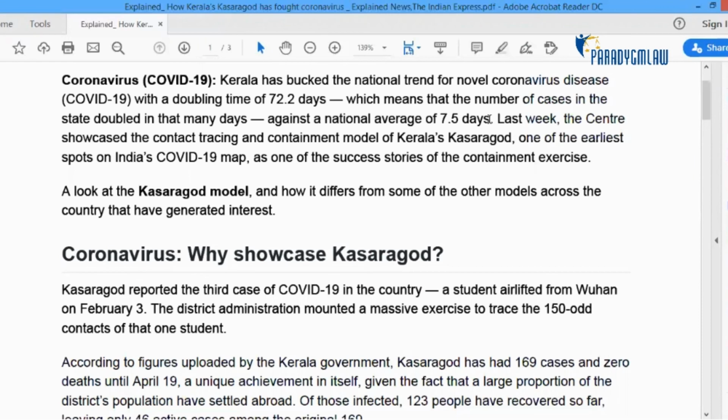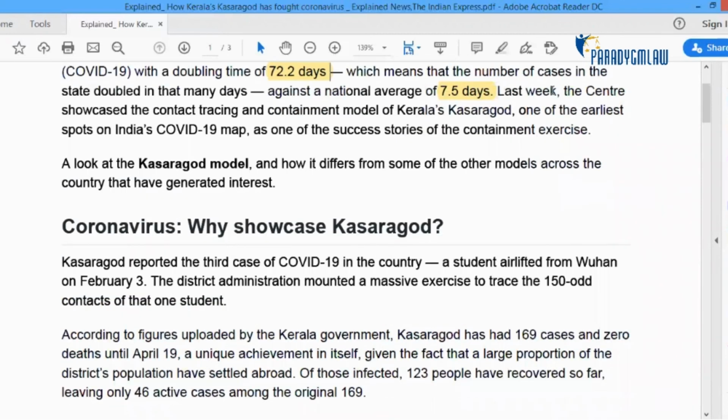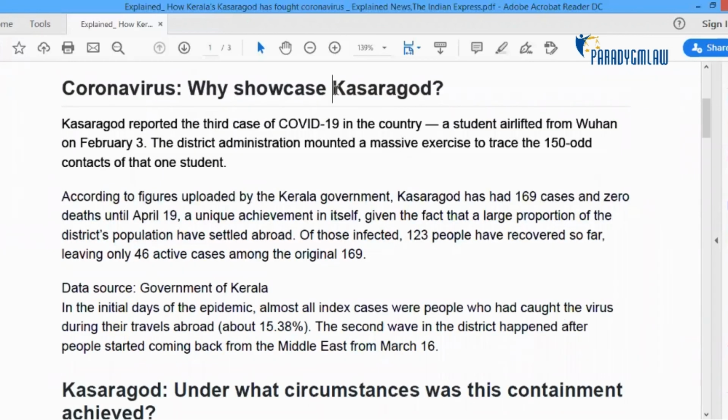And the national average of the doubling time is 7.5 days. Kerala has managed to extend it to a major time of 72. So then here we say we're looking at how the central government showcased the contact tracing and containment model of Kerala's Kasargod as one of the success stories of the containment exercise. Okay, so this could be a possible question. And here we have the answer by Showcase Kasargod.